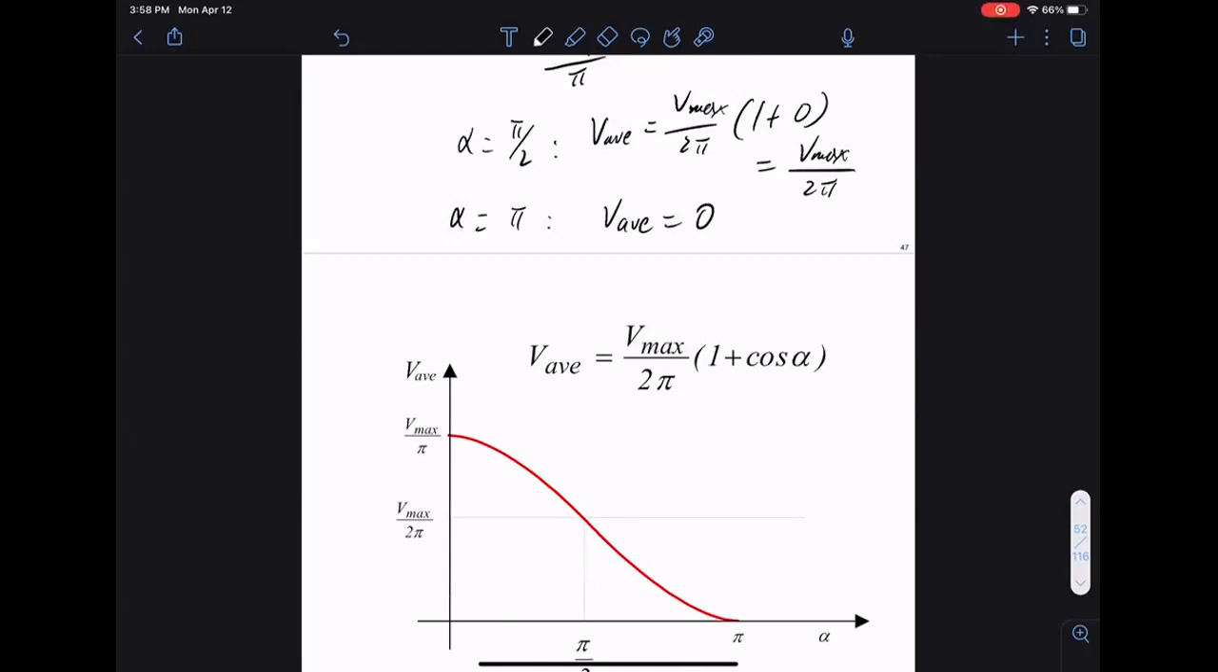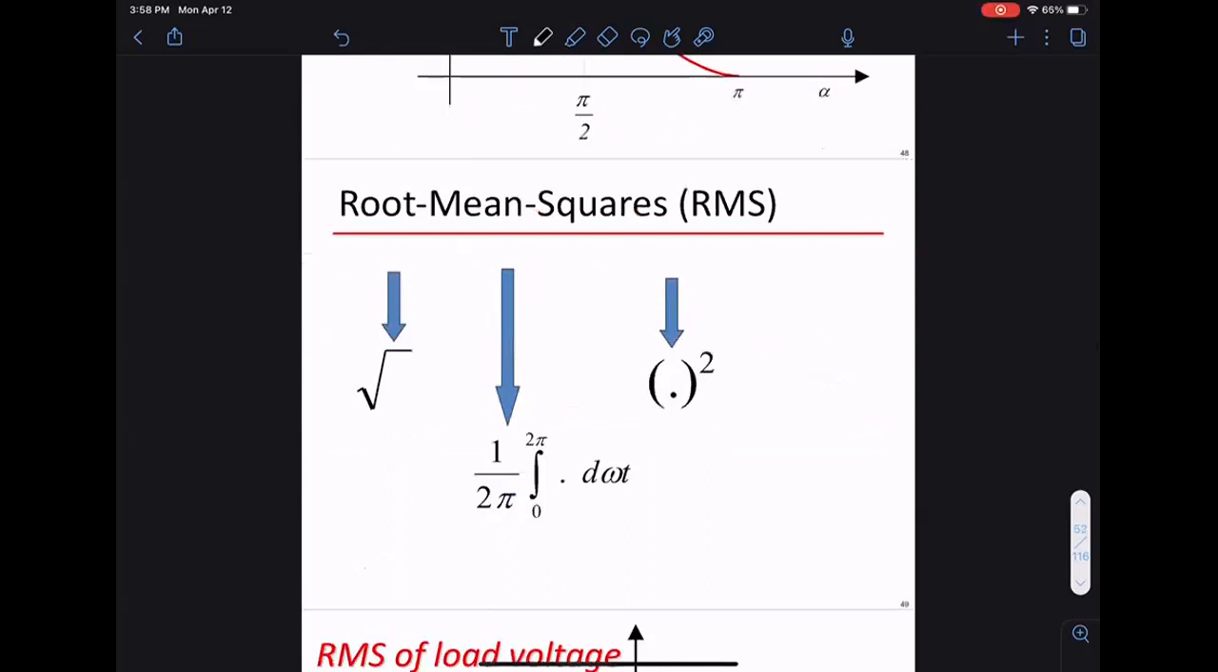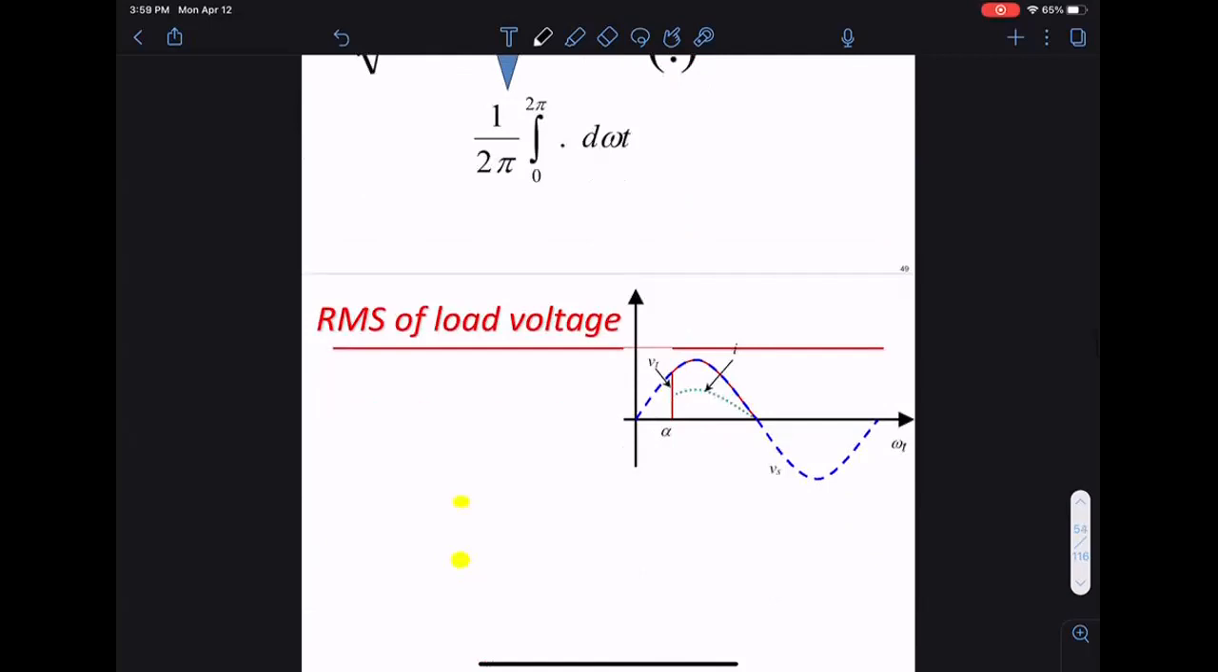All right, so this is the average voltage. Of course, we also want to look at the root mean square voltage. As before, when we talk about power, power is the square of the root mean square voltage, not the average voltage. So often the root mean square voltage is more important for us. Let's look at what the root mean square voltage is for this equation.